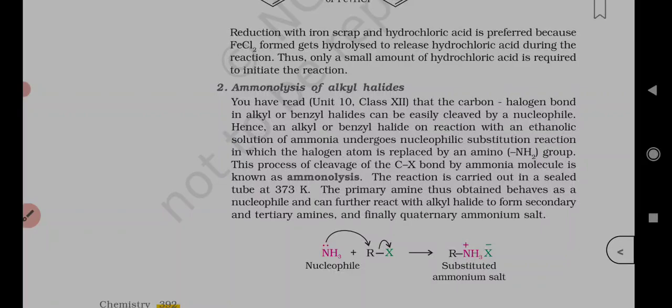So hence an alkyl or benzyl halide on reaction with an ethanolic solution of ammonia undergoes a nucleophilic substitution reaction in which the halogen atom is replaced by an amino NH2 group. This process of cleavage of the C-X bond by ammonia molecule is known as ammonolysis. The free amine can be obtained from the ammonium salts by treatment with a strong base.